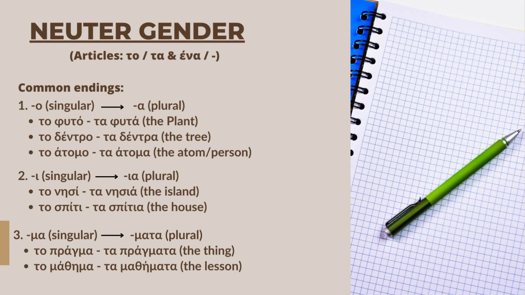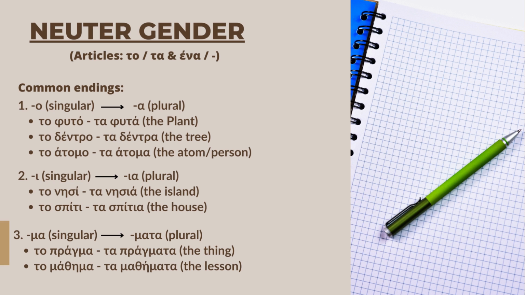The last gender is the neutral one, so I'll repeat again that the definite articles are το for singular form and τα for the plural form. And the indefinite article is ένα, which exists only in singular form. Now we can check out the common endings of the noun in neutral gender.